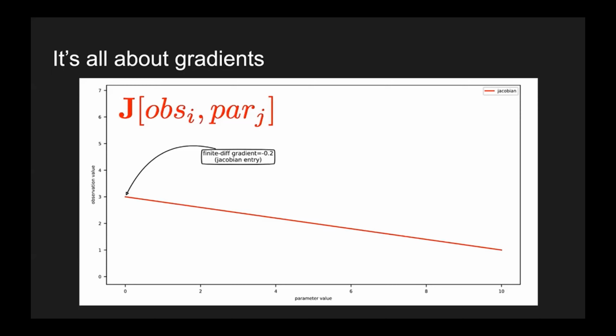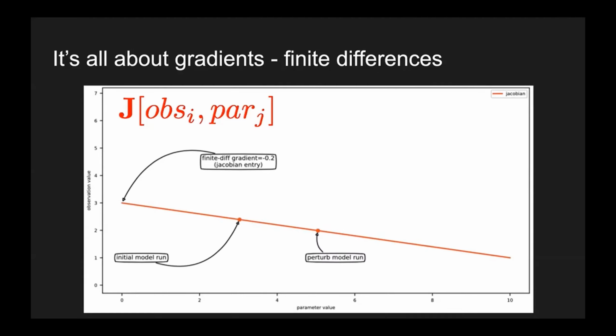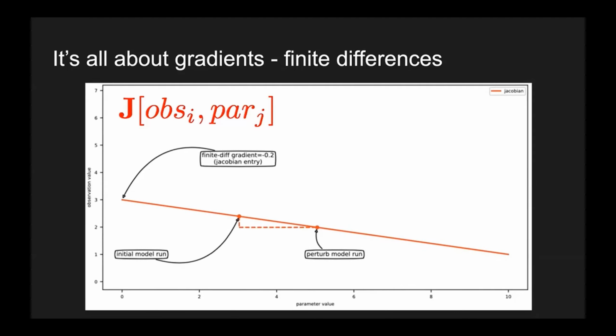How do we get this value? Typically, we would use finite difference approximations so we can be model independent. What that means is we would run the model once at the initial parameter value of 3, which yields an observation value of 2.5. Then we would perturb our parameter value to 5 in this case, run the model again, get a different observation value, and our slope, our gradient, is just the change in the observation over the change in the parameter.